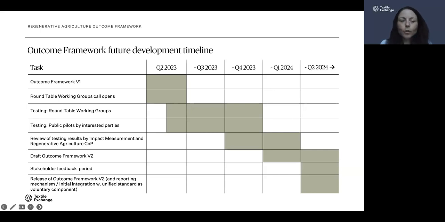So on the slide here, you've got a high level timeline for the next steps of developing. We'll be spending the remainder of this year focusing on the testing. Towards the end of the year, we will start bringing together the feedback, both from open testing and from roundtable working groups, into a technical review process to inform the drafting of V2, which will then be followed by an open stakeholder consultation exercise. You can go to the next slide, please.